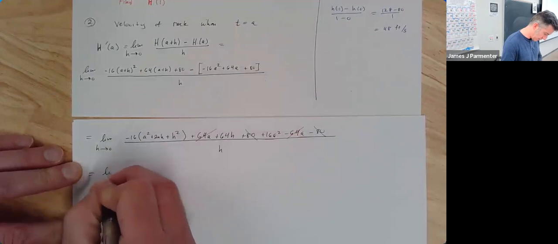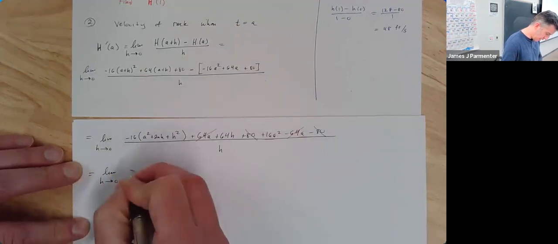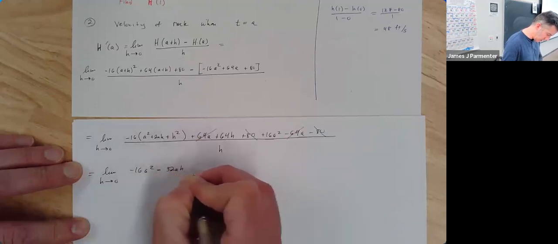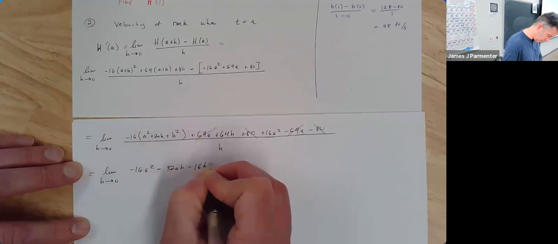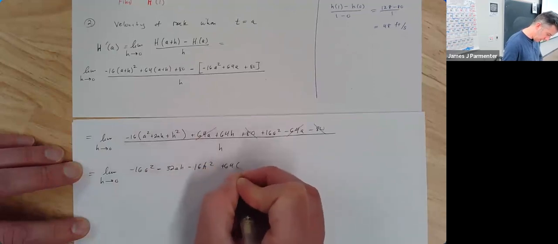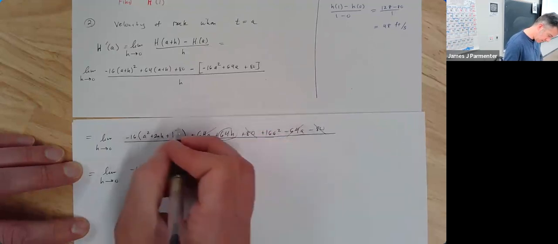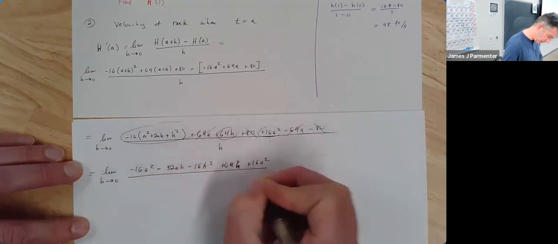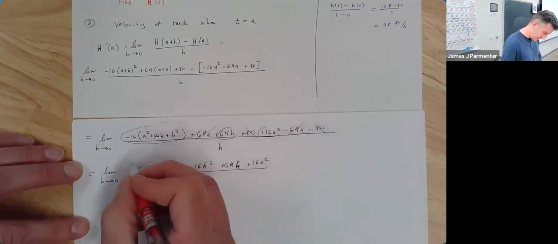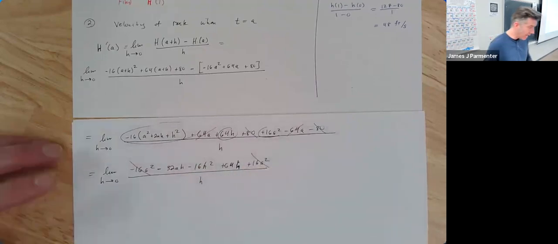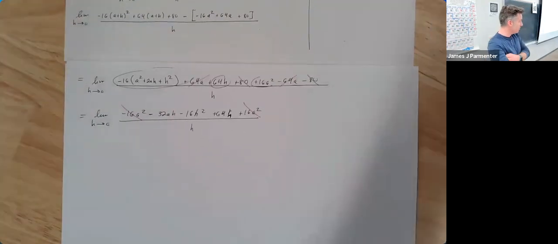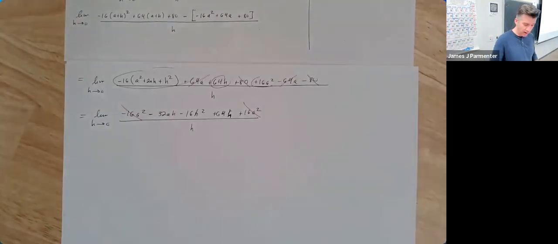So then we're going to get the limit as H goes to 0 of negative 16A squared minus 32AH minus 16H squared plus 64H, and then also that plus 16A squared. Finally, cancel the 16A squared with the negative 16A squared. And now all the remaining terms that I haven't been able to cancel out all have an H in them. So we're in a good spot. That's what we're trying to get to.